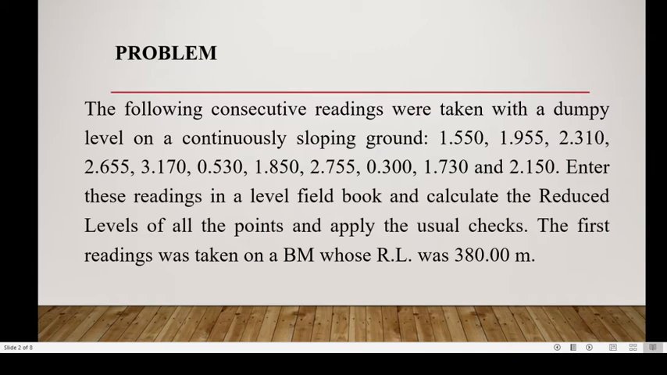The problem given is that there are certain readings which were taken with a level on a continuously sloping ground. The readings are as follows, and it is asked to enter these readings in a level field book, calculate the reduced level of all the points, and apply the arithmetic check. Another thing given here is that the first reading is on a BM, the RL of which is 380.00 meter. So first we need to tabulate these readings in a field book properly.